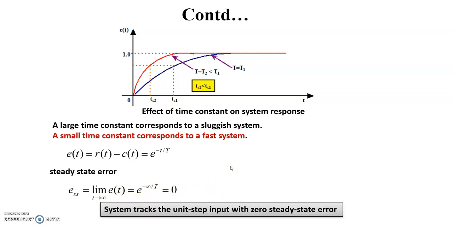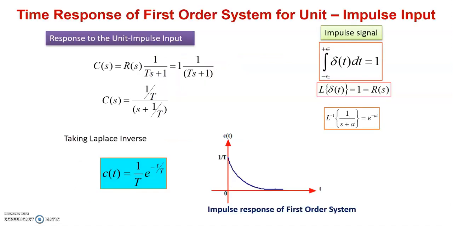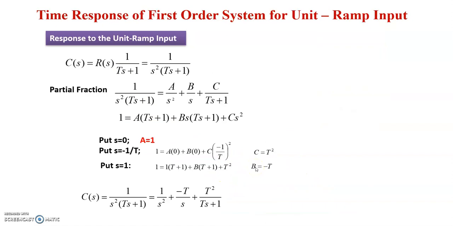So the system tracks the unit step input with zero steady state error. The next one is an impulse input for the standard first order system. Here I am substituting R of s by 1. So C of s is equal to 1 by tau s plus 1. Taking the inverse Laplace for this, we get 1 by tau into e power minus t by tau. This is the impulse response of the first order system. This response represents that. So the next one is the unit ramp input.